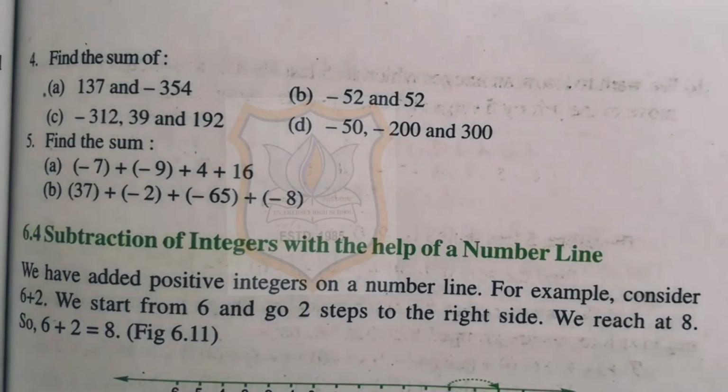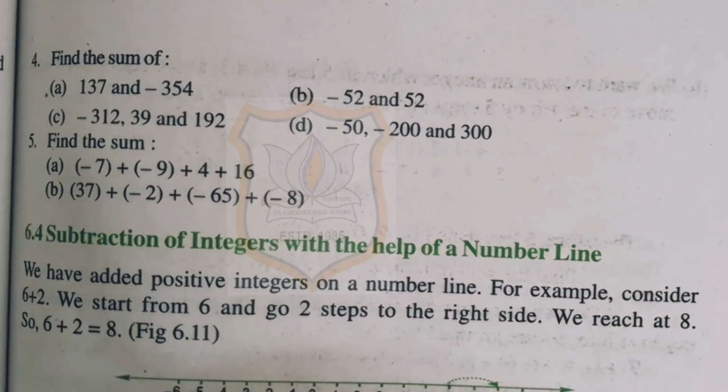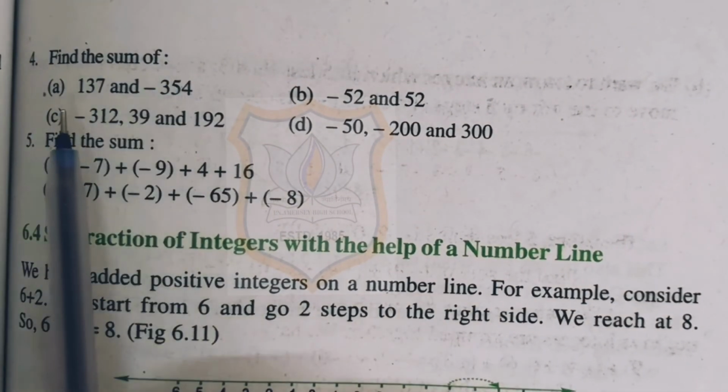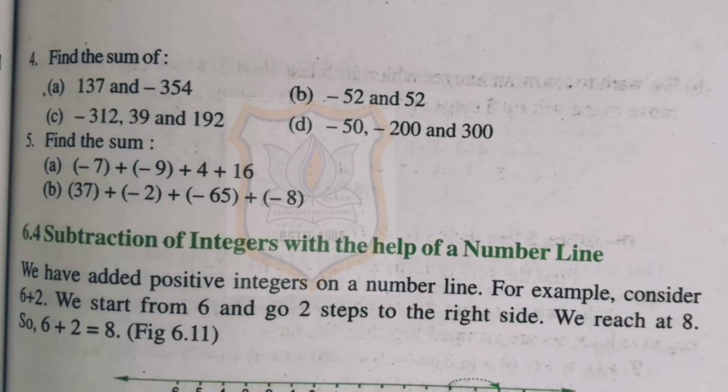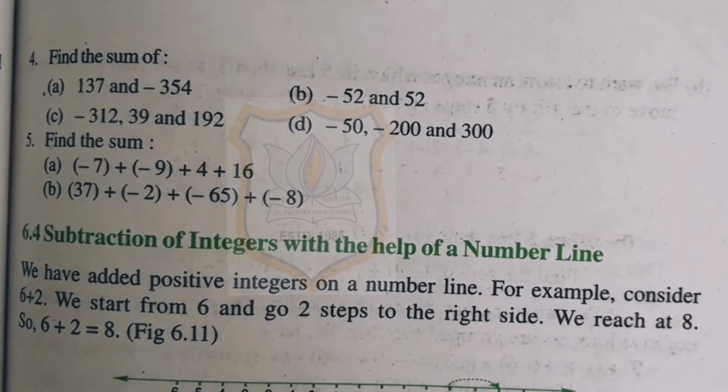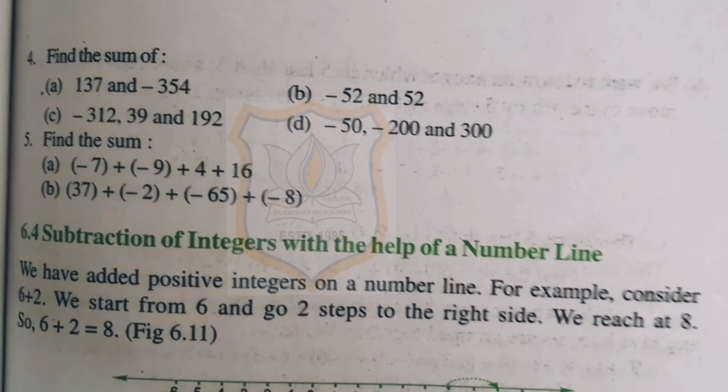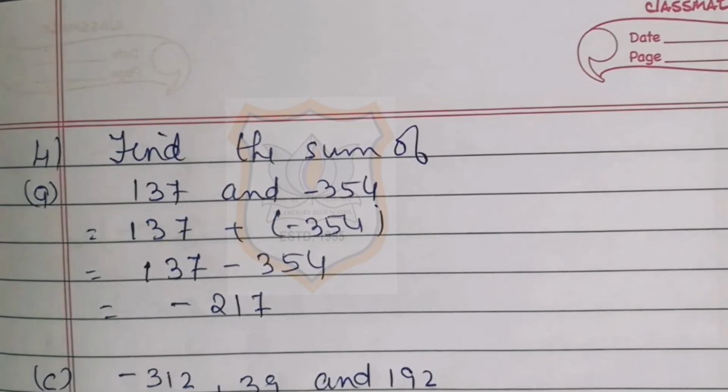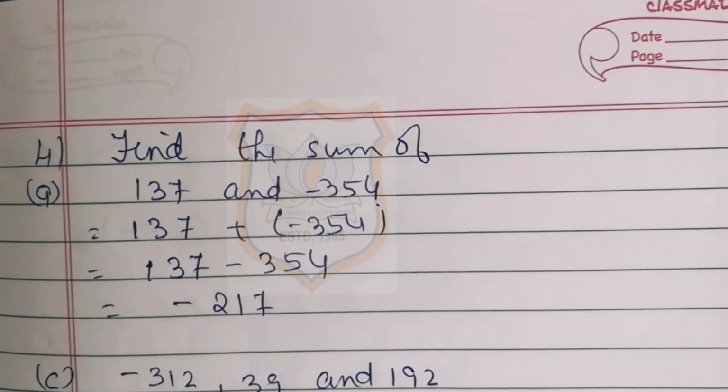Question number 4 of exercise 6.2, find the sum of. Here we have to add the integers, sum means we have to add. Now solution for question number 4.